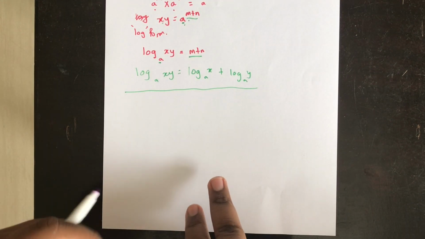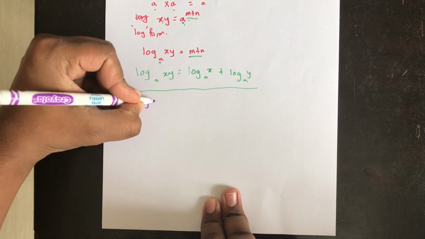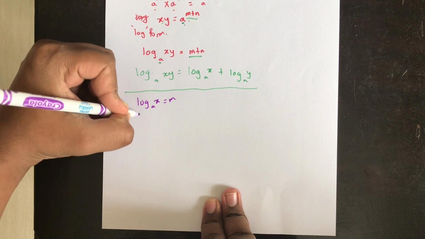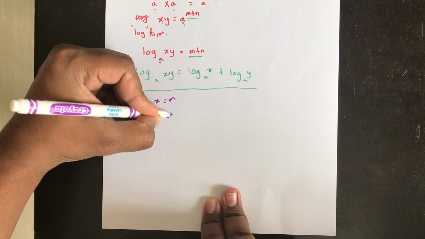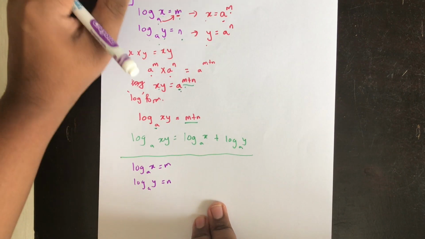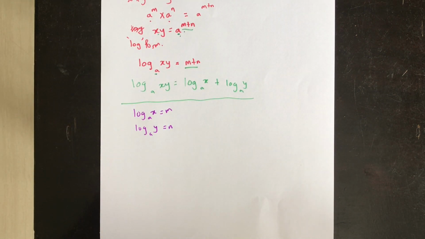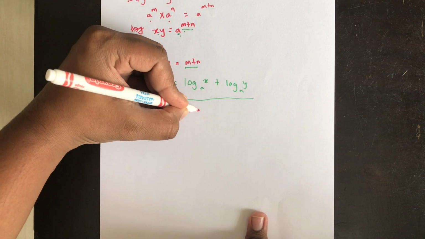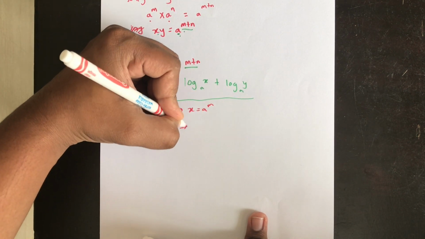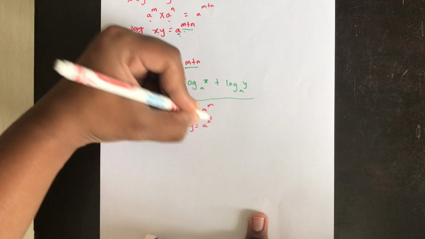Now let's do the same thing. Let log x base a is equal to m, and log y base a is equal to n. I've just copied this. So now from here we can do a very similar thing of saying that x is equal to a to the power m and y is equal to a to the power of n.